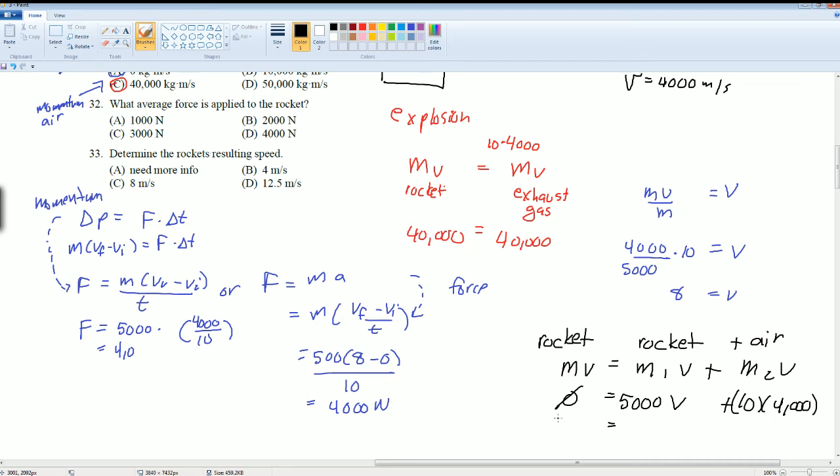Okay, so divide things over. Let's do some math here. Equals 5,000. V should be equal to 8 once you divide it. Okay, I should have done 33 first before 32. Yeah, that would make more sense. Here gives you the explanation for why that is true. How do I get mv rocket is equal to mv exhaust? It just comes from the conservation of momentum. Okay. All right.